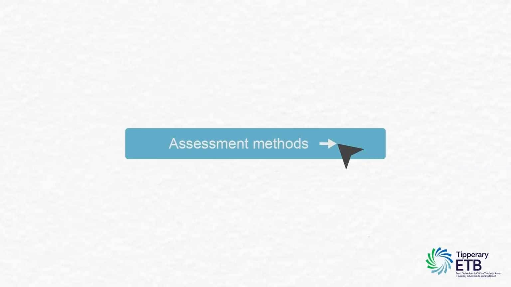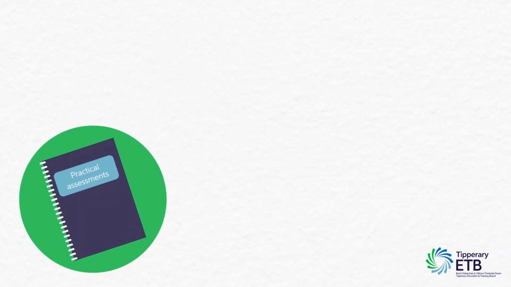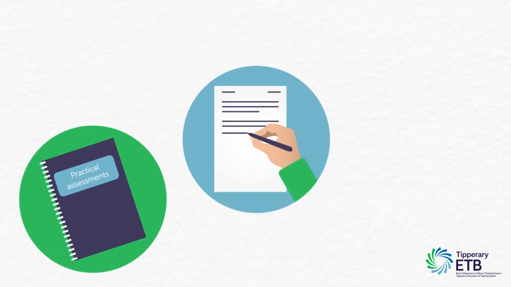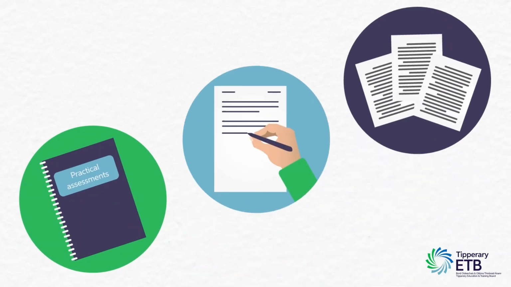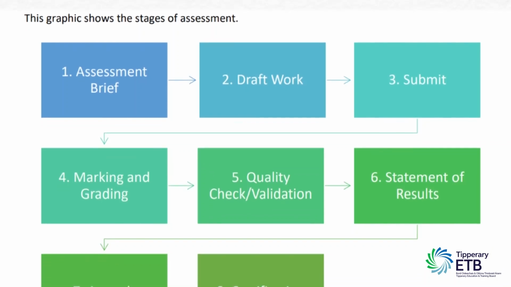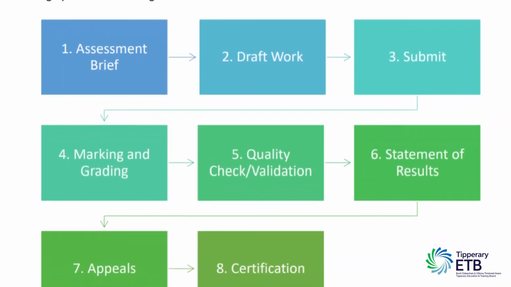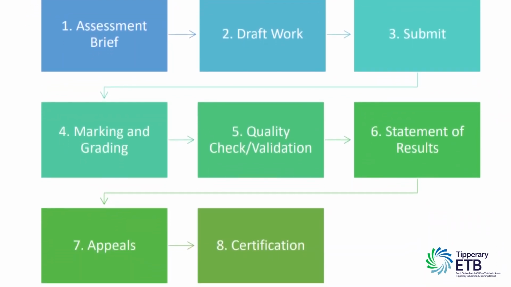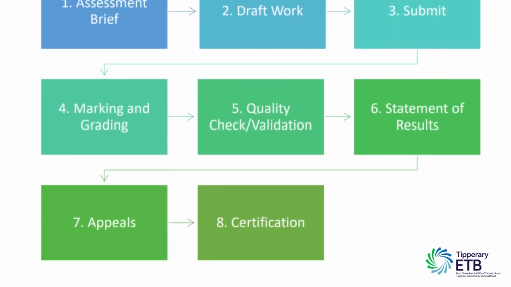Assessment methods. You may be assessed in many ways. For example, there may be practical assessments, a written exam, or continuous assessments. Continuous assessment is a way of assessing your progress through regular tests, assignments, project work, and other methods rather than just one final exam. It also allows for frequent feedback. The collection of different assessments in one place is referred to as a portfolio of evidence.